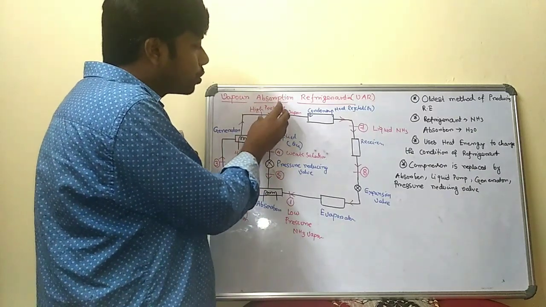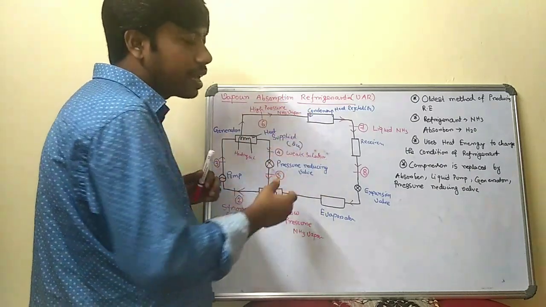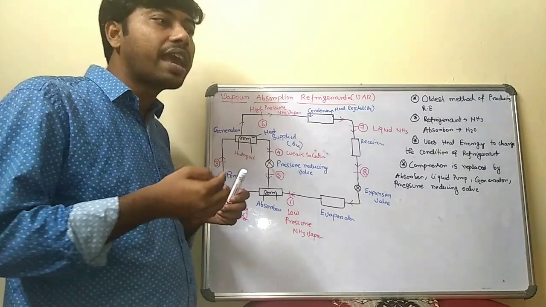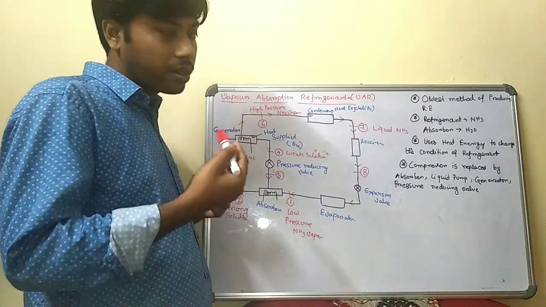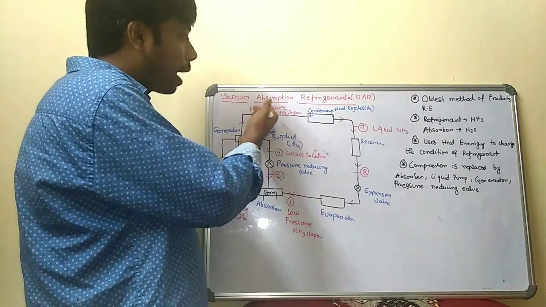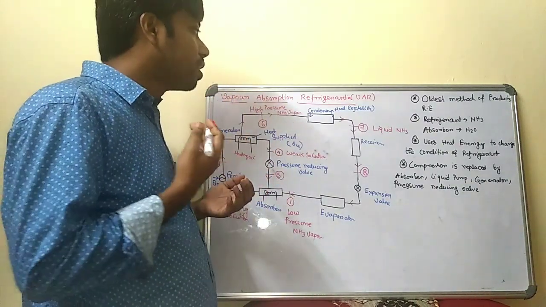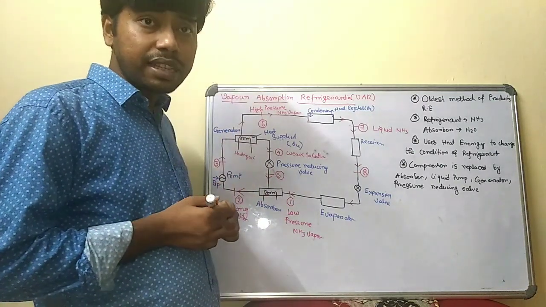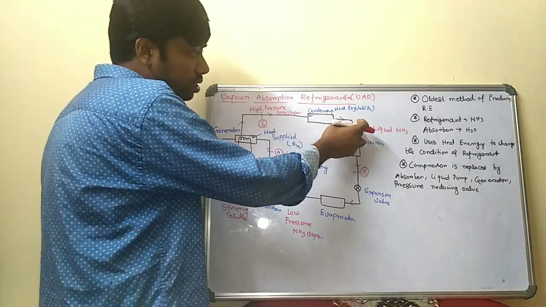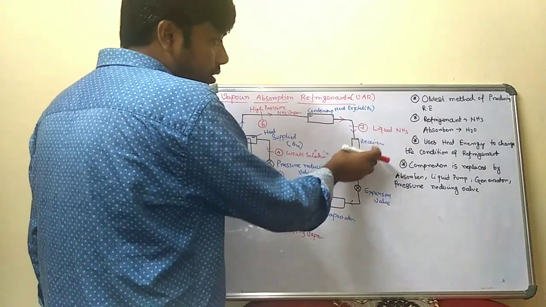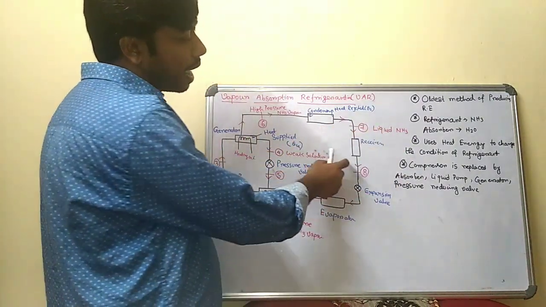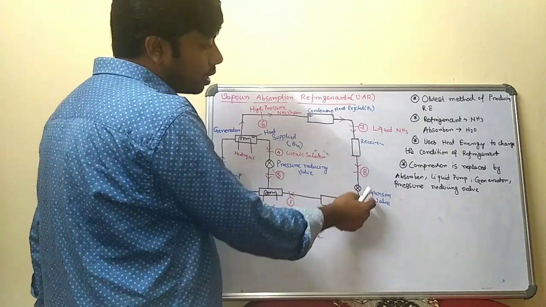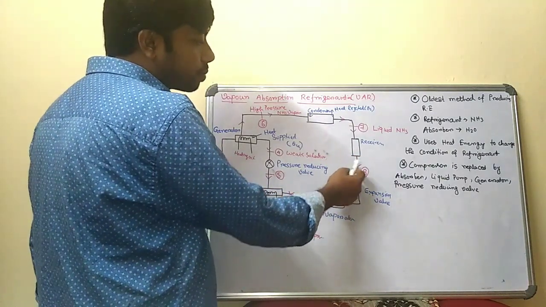Now the high pressure ammonia vapor goes to the condenser. As you know, in the condenser, some cooling water passes through. So the high pressure ammonia vapor is transformed into high pressure liquid ammonia after the condenser. This is the high pressure liquid ammonia. This is the receiver. The liquid ammonia is received here, and after that it goes through the expansion valve.